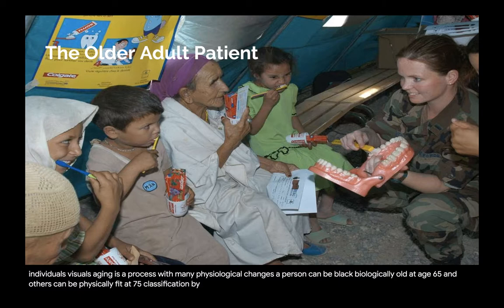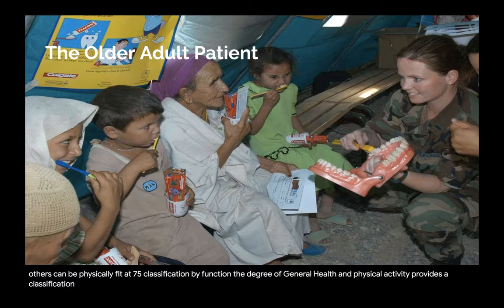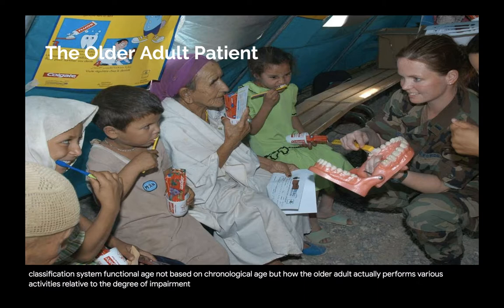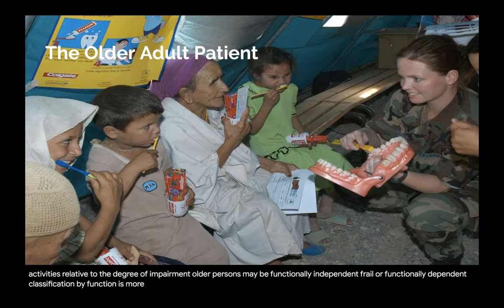Classification by function. The degree of general health and physical activity provides a classification system, functional age, not based on chronological age, but how the older adult actually performs various activities. Relative to the degree of impairment, older persons may be functionally independent, frail, or functionally dependent. Classification by function is more useful and is defined by activities of daily living and instrumental activities of daily living.